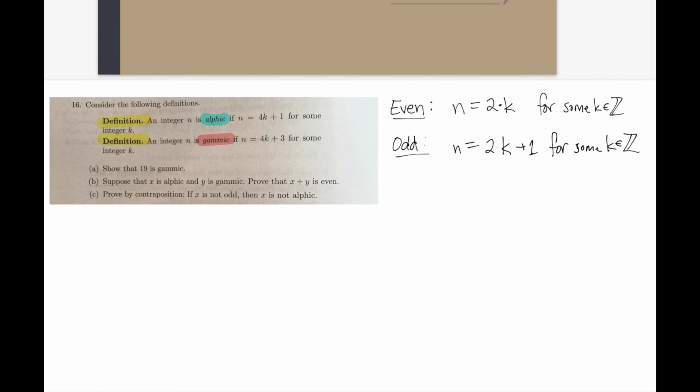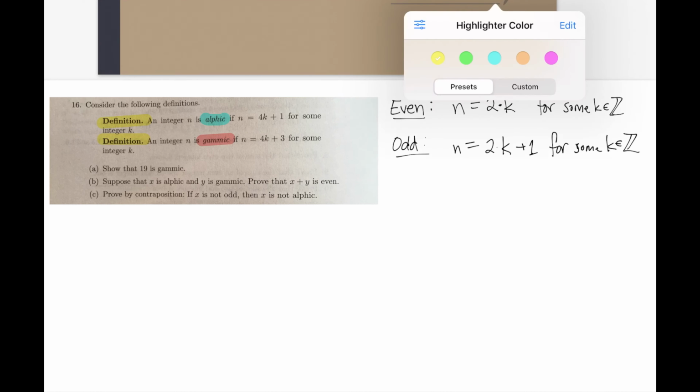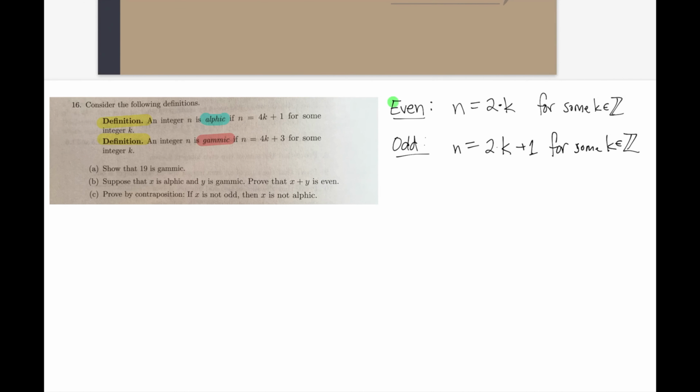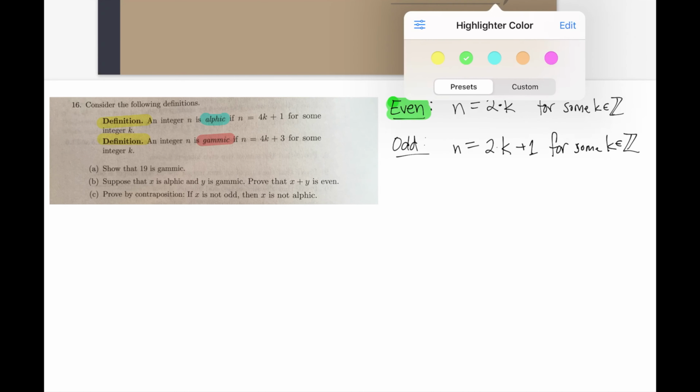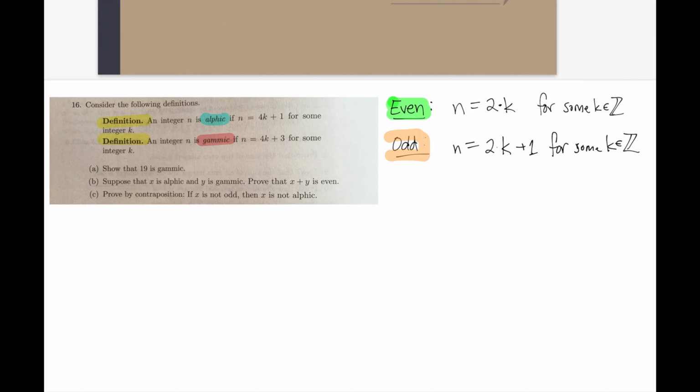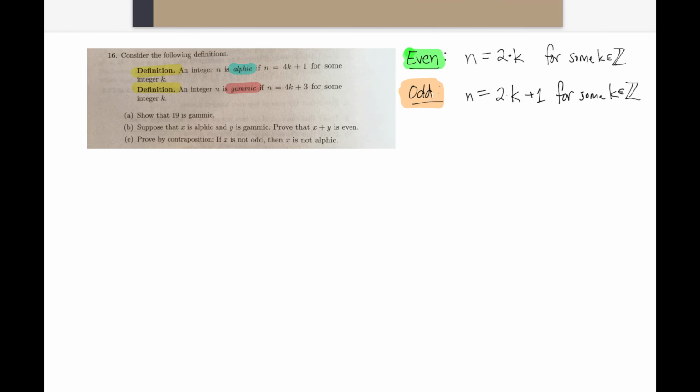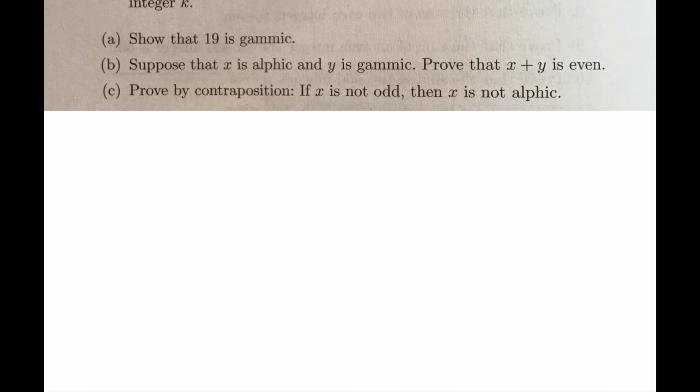Okay, so we've got 4 different definitions here that we're going to be juggling. I'm going to try and keep them straight using color coding. And let's look at this first problem here. It says to show that 19 is a gamic number.